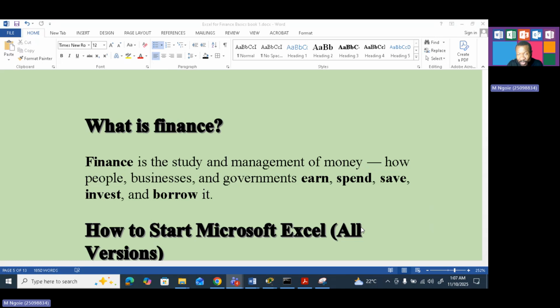So Microsoft Excel will allow you, when you make profits, to record those profits. When you are spending your money, to record that spending, and to make the calculations. How much did you make? How much did you spend? And how to save, how to invest, how to borrow, and if you borrowed from someone, how to manage all those numbers.